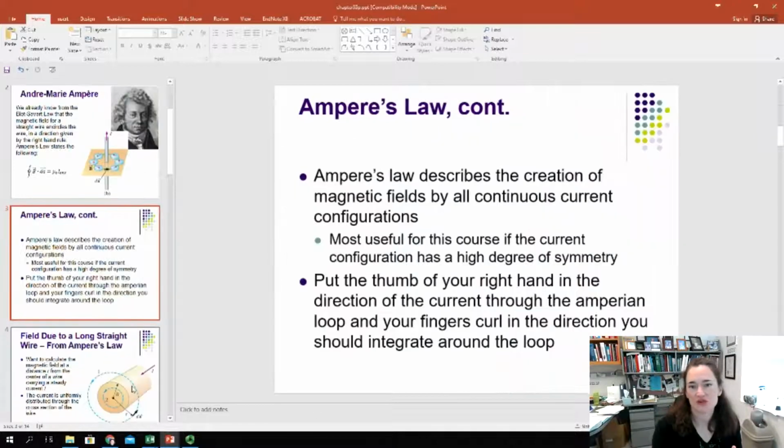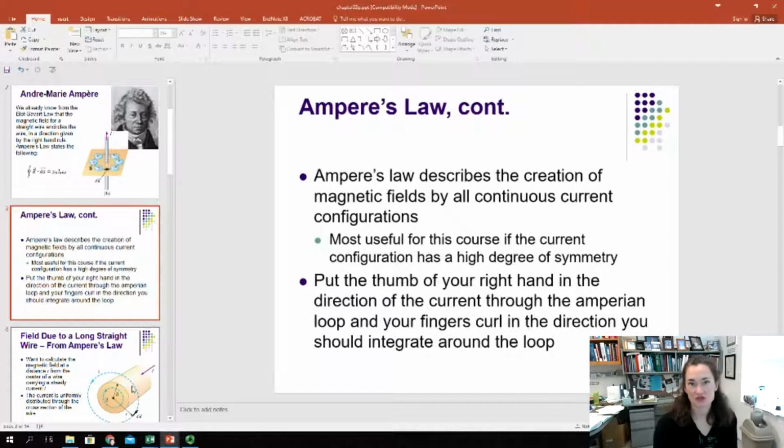Now, Ampere's law describes the creation of magnetic fields by all continuous current configurations. So it's always true, but just like Gauss's law, it's not always useful. It's most useful for this course for analytical solutions if the current distributions have a high degree of symmetry. So loops are great, long straight wires are great, solenoids perfect, toroids good. Anything with a high degree of symmetry, you can easily use Ampere's law to calculate. If the symmetry gets broken, if it's more complex, you might need to numerically integrate it in order to get things to work out. Okay?